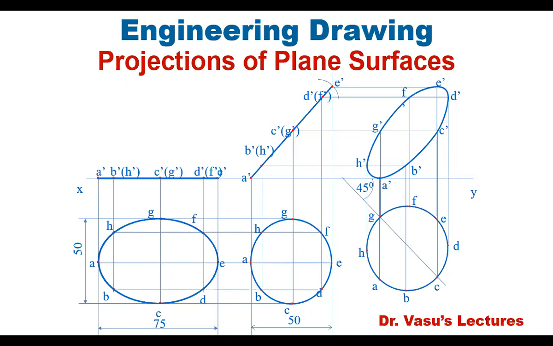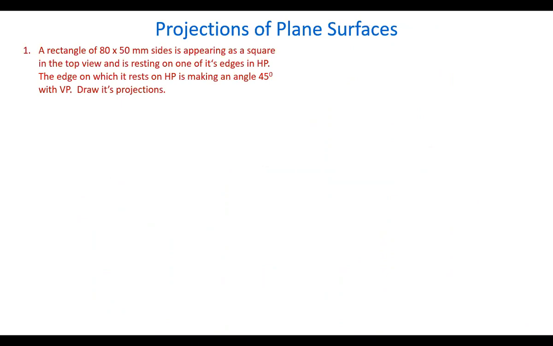Now, let's see some special problems in the projections of plane surfaces here. Basically, all these problems are given a different shape, and its shape is changing to some regular shape, and we have to find the angles also. The angles are not directly given, and we'll see how to draw them.